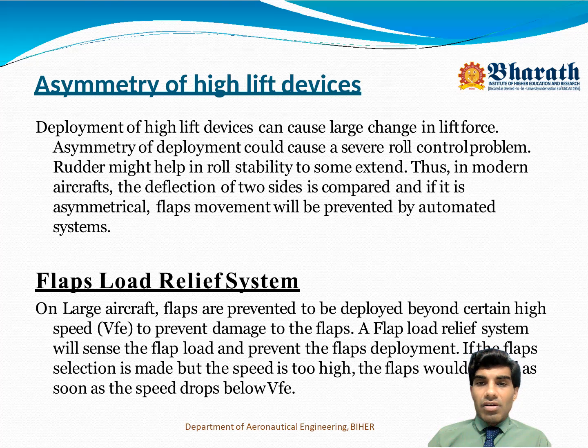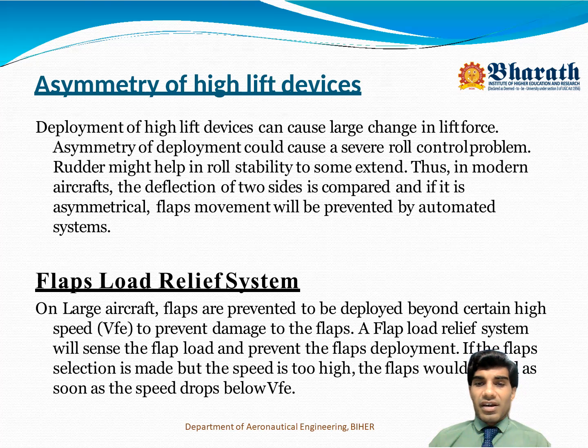So asymmetry of deployment could cause a roll control problem. If we have not done the matching of which control surfaces will be open and which will be retracted, it will create a problem in the rolling of the aircraft. A rudder might help in roll stability to some extent. The rudder, which is at the tail of the aircraft, can help in the roll stability of the aircraft, but only up to some extent, not every time.